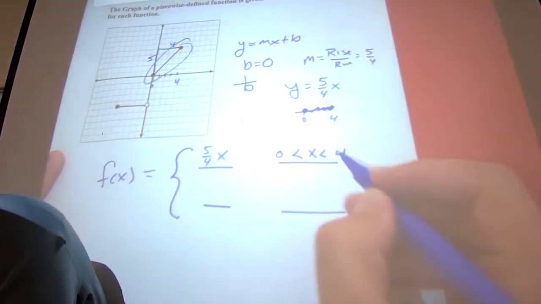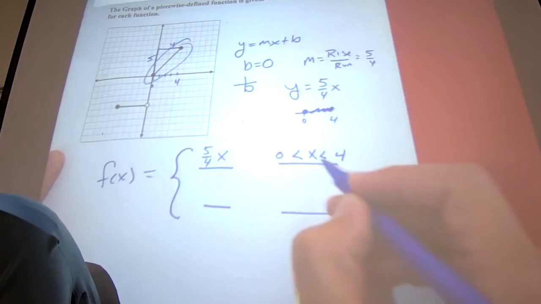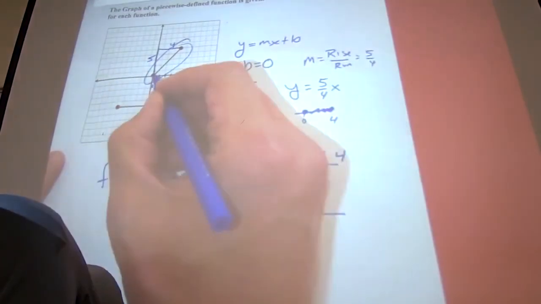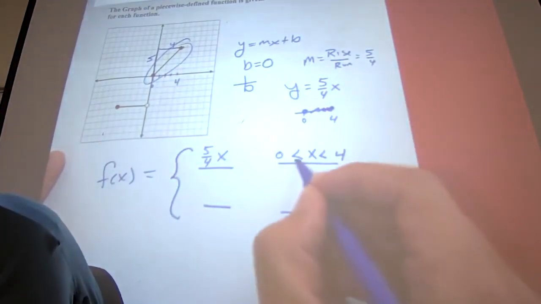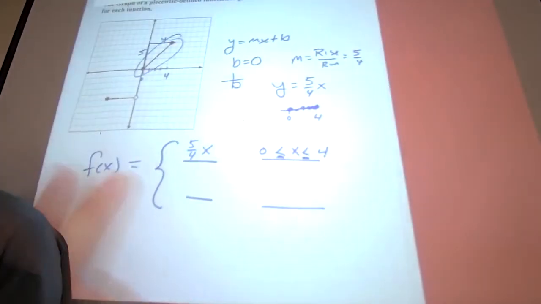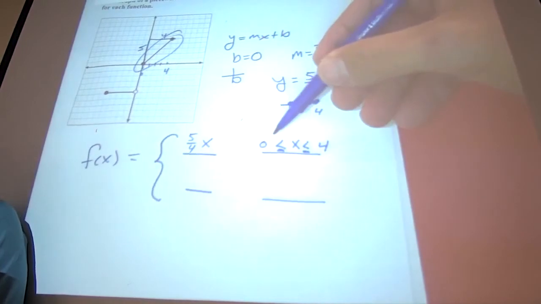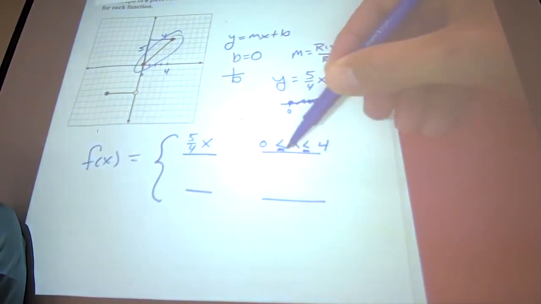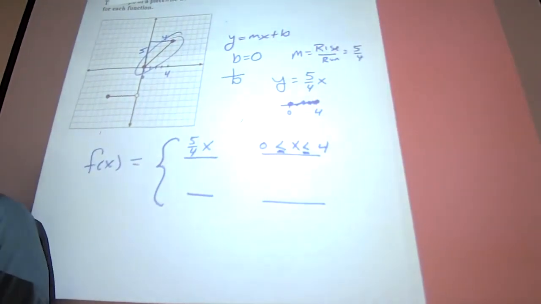So low number, high number, x in the middle, always less than signs, which is an and, and these are solid dots, so they're equal to. So the first piece is f of x equals 5/4 x, and that's between 0 and 4, and it's inclusive, so we have the equal to signs.